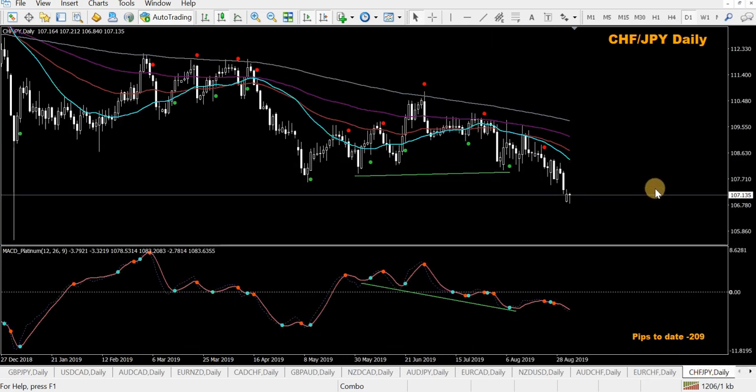This is Swiss yen. It's one I don't use the mod MACD method on. It's a hard pair to trade. I don't even know why it's on my chart. This irks me, this minus 209 pips. So I just want to get them back, then I might just delete this pair altogether. That's called revenge trading, which is not a good thing. But if we get a good setup, I'll take it.